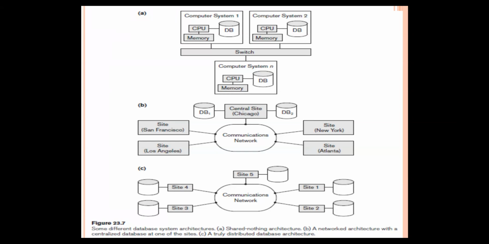So any site 5 can access all the remaining 4 sites' databases without any restriction. The same way, site 4 also can access site 5, 1, 2, and 3 databases without any restriction, because it's truly distributed. Any site can access any site. There is no client or master-slave.